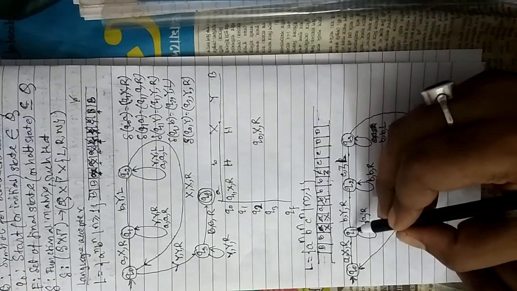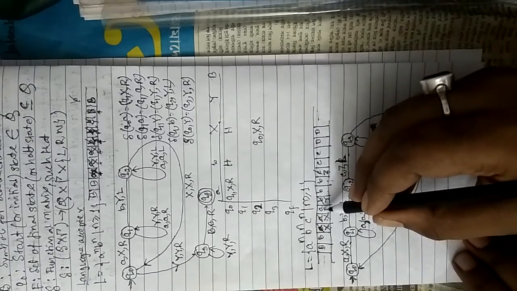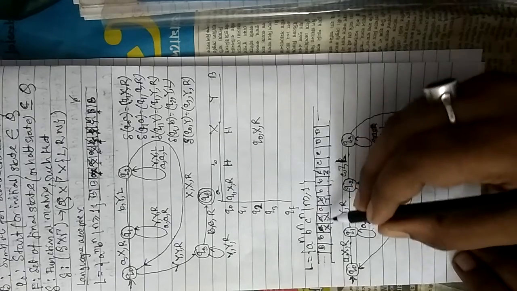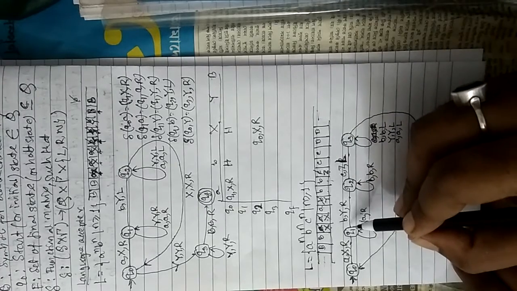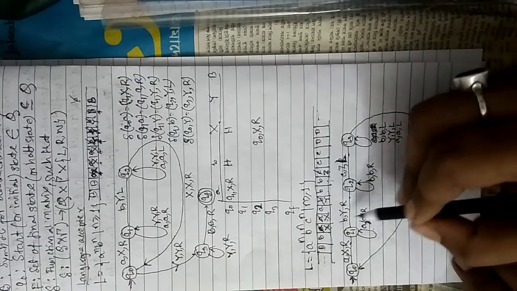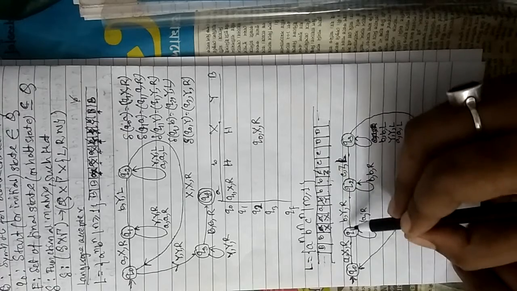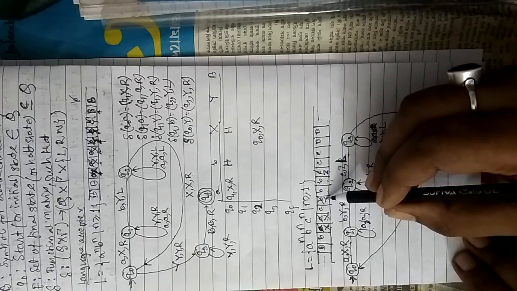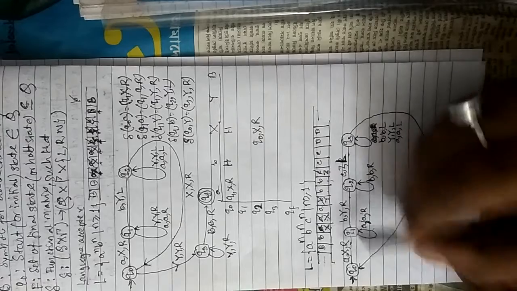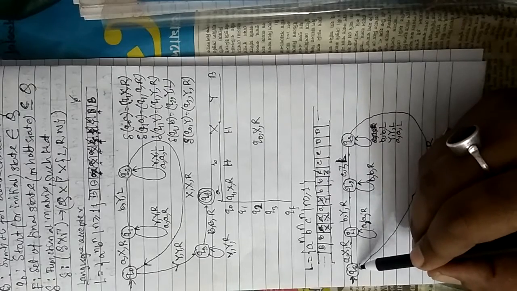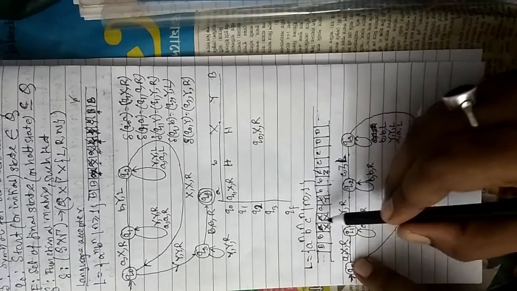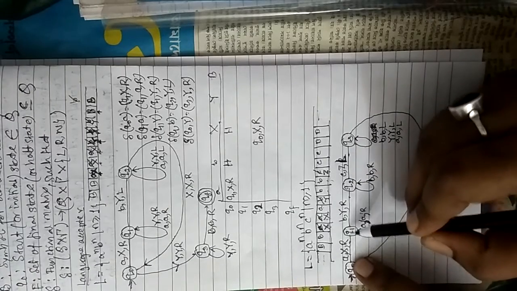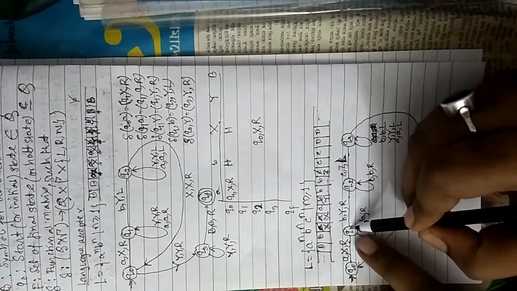Next I am at q1 state. I read a, replace a by a, move towards right, because now the machine has learned many things. Now what will happen over here? See, this is the first time I am reading y. Okay, so again I begin. I am at q0 state, reading this a. Okay, replace this a by x, move towards right, and go to q1 state.